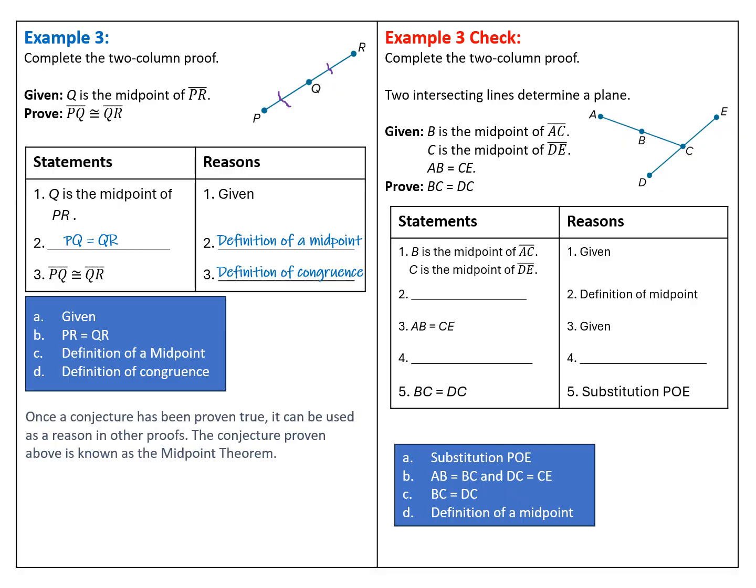Now, once a conjecture has been proven true, it can be used as a reason in other proofs. The conjecture proven above is known as the midpoint theorem. So we've proven that we can go straight from 1 to 3. That is the midpoint theorem. So next time Q is the midpoint of PR, I can say that line segment PQ is congruent to line segment QR, and I would be able to say by the midpoint theorem.